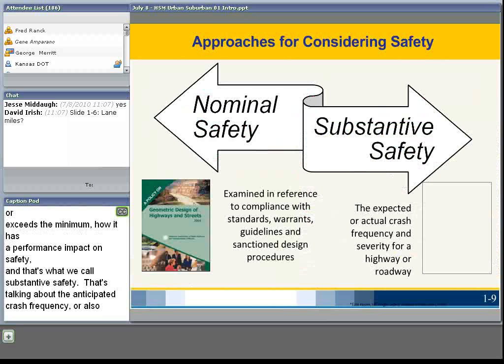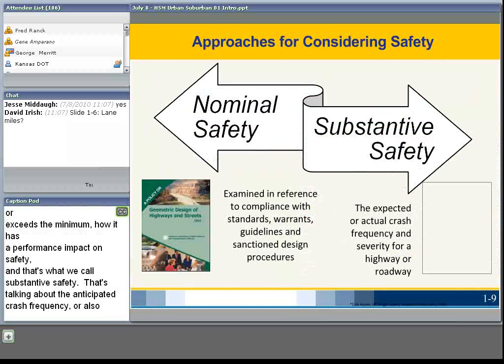That's talking about the anticipated crash frequency, or also looking at the historical, observed crash frequency, as well as the crash severity. And we are starting to understand how to relate some of our geometric design decisions to predict how it will affect the crash frequency as well as crash severity. And that's what the Highway Safety Manual provides for us.